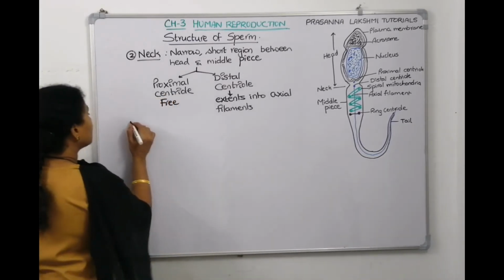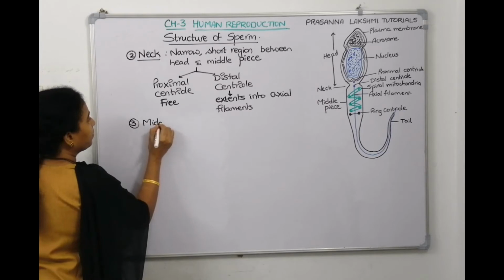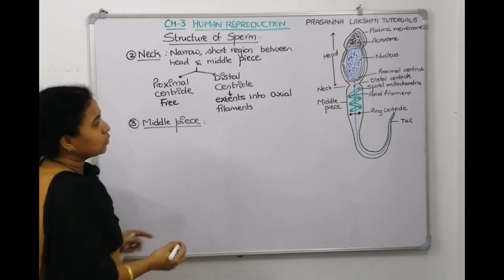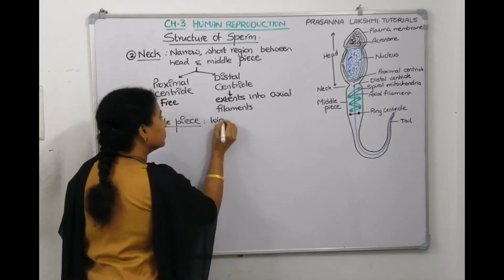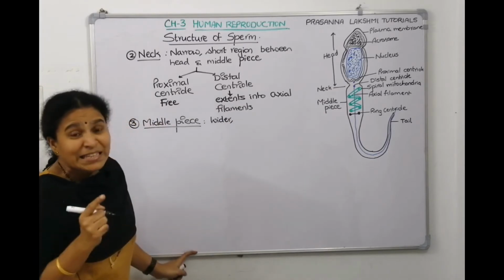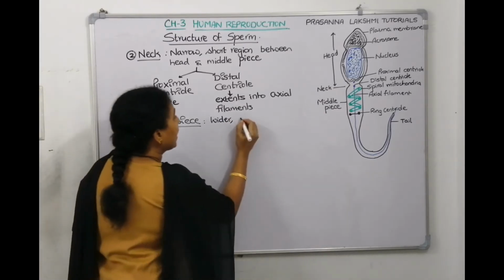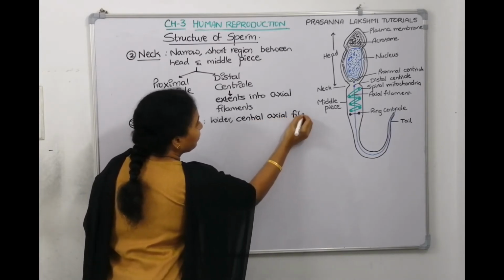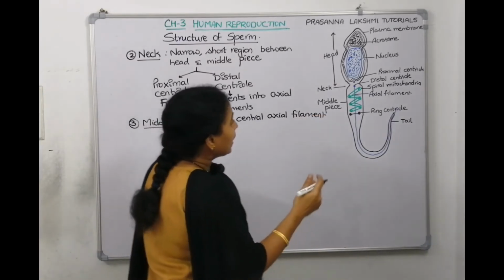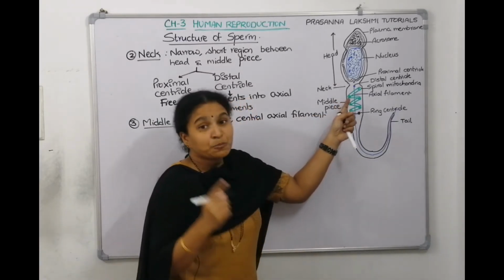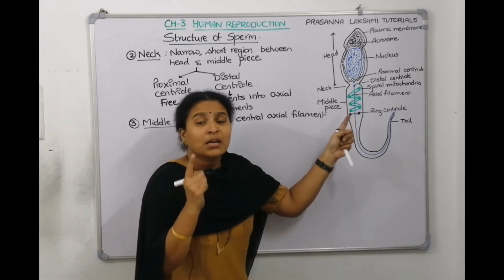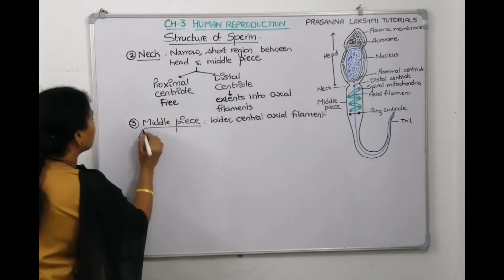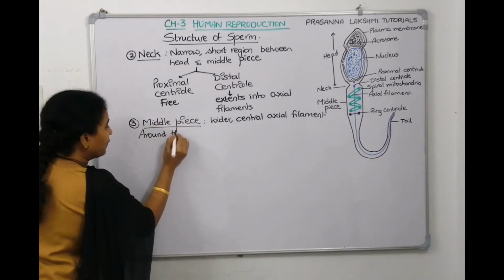Now coming to the third piece. What's the third piece called? It's called the middle piece. Now this middle piece is wider, and it has a centrally located axial filament. It has a central line. What is it called? Axial filament. Now, if you see around the axial filament, there are spirally arranged mitochondria, which is called Nebenkern.